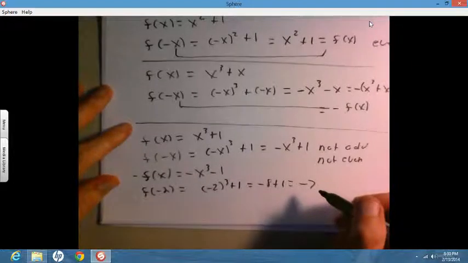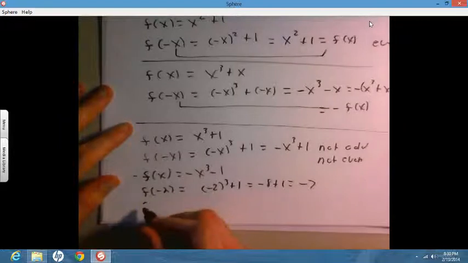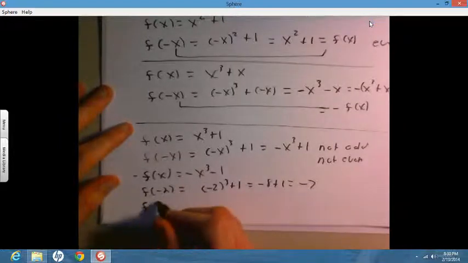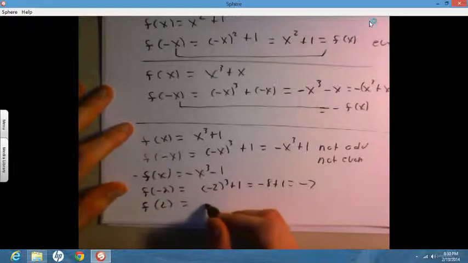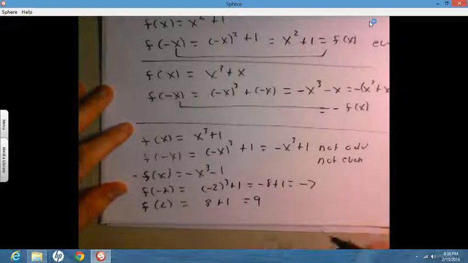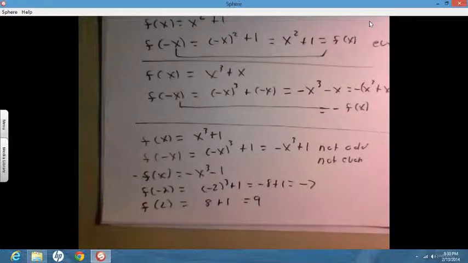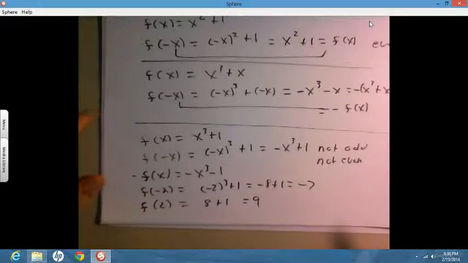And we know that f of 2 is equal to 8 plus 1, which is 9. So it's not even, and it's not odd either, because negative f of 2 would equal negative 9, not negative 7. So right away, by checking numbers, we know it's not odd or even. Okay?